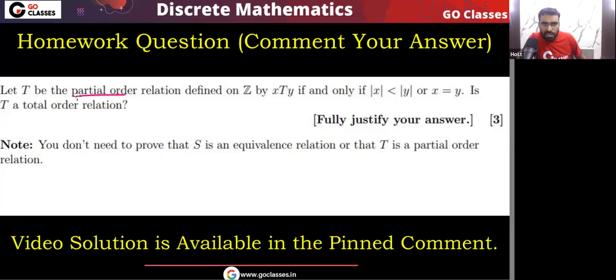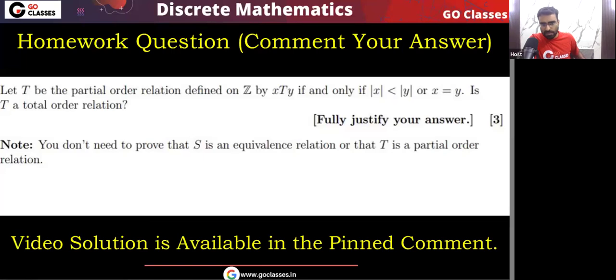The question is saying it is a partial order relation, so you don't have to check reflexive, antisymmetric, transitive. But you have to check that every two elements are comparable. Every two integers are comparable, yes or no? So the question is asking, is it a total order relation? Maybe it is, maybe it is not, so you have to check it and write your answer in the comment. The video solution you can find in the pinned comment.